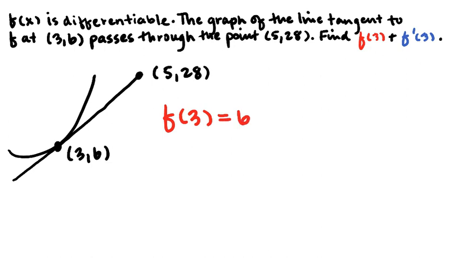F prime of 3. Now think about how am I going to get f prime of 3 here? Because they didn't really tell me about the slope of f, the slope of the tangent line. But wait a minute, they gave me 2 points on the tangent line. The tangent is a line, right? And the line has a constant slope. So I'm going to think back to algebra 1. I'm going to do some rise over run. So this is going to be 28 minus 6 over 5 minus 3. So that's 22 over 2, which is 11.